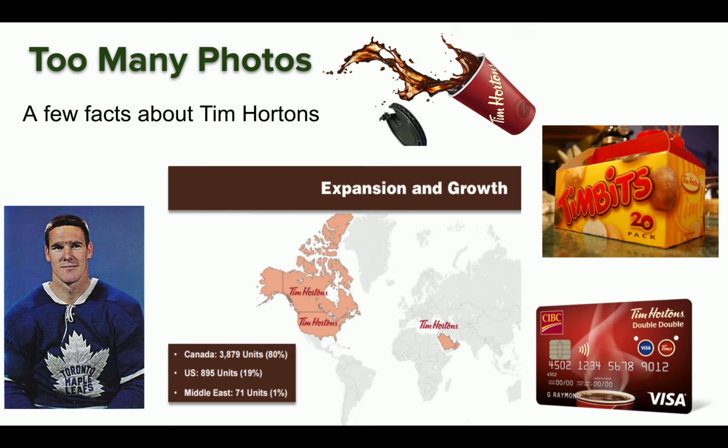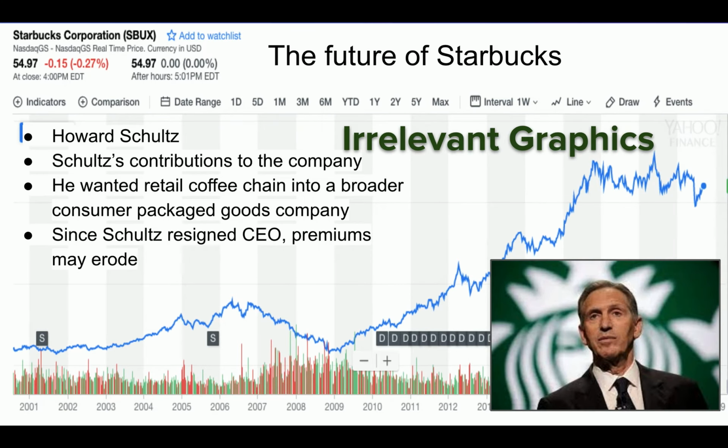Perhaps it was a good idea to profile a competitor, but one judiciously chosen image would have been better. If they're talking about Starbucks international expansion versus Tim Hortons international expansion, then the map should have gone there. If they're talking about their use of technology, then maybe the Visa card goes there.